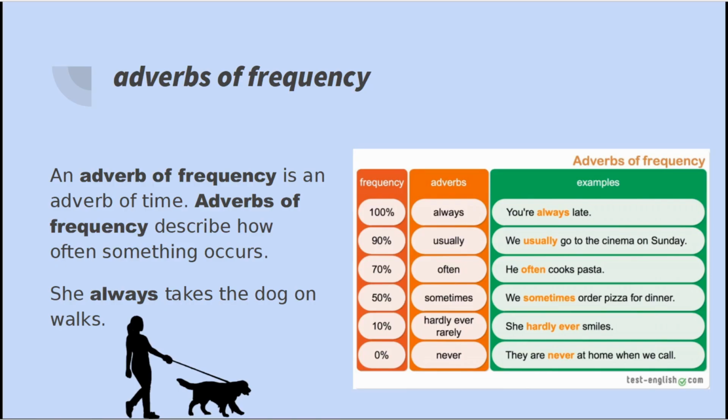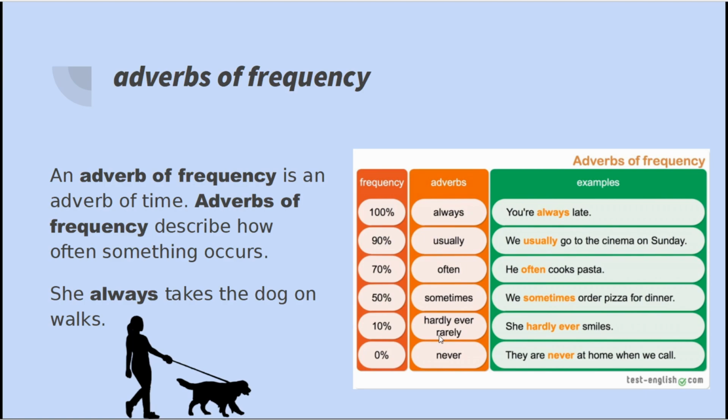Adverbs of frequency are adverbs of time. They describe how often something occurs. Our adverbs here are always, usually, often, sometimes, hardly ever or rarely, and never. As you can see, never happens 0% of the time. It doesn't happen. It never happens.